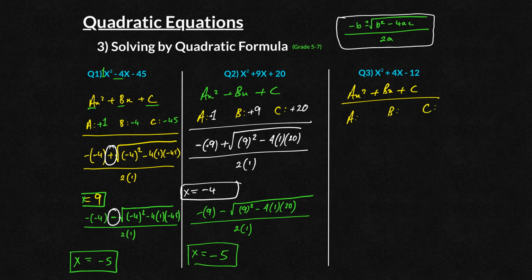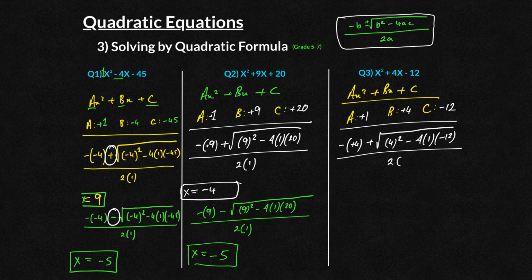And I would encourage this technique all of the time. So set out what a is, what b is, what c is. Make it nice and clear, that way you won't make any mistakes. A is positive 1, b is positive 4, and c is -12. So once we know that, we know what the quadratic formula is, we can then substitute: minus b, which is positive 4, plus the root of 4 squared, take away 4 times 1 times c, all over 2 times 1.